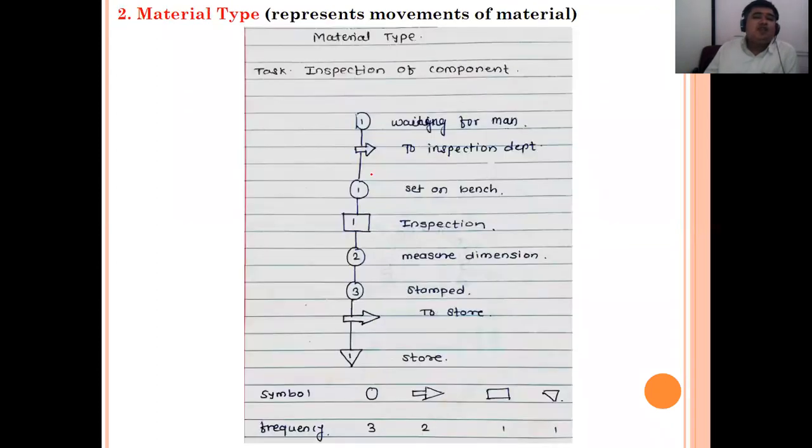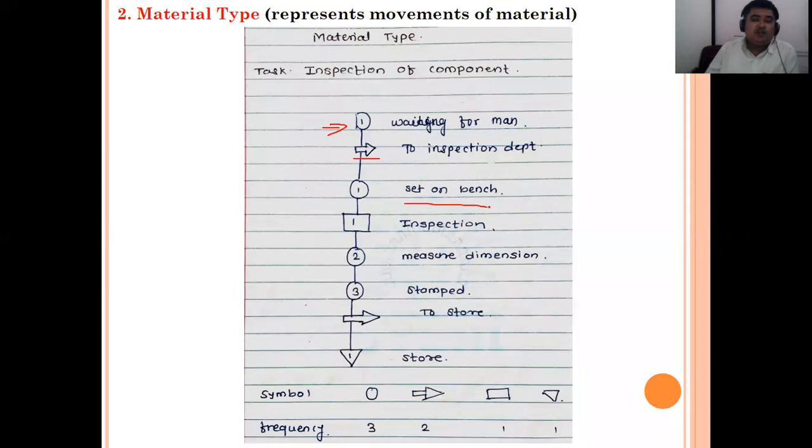Okay, so this is the material type. Waiting for man: the material is waiting for man. So delay. A worker should come here and take that material. So the material is waiting for man, so delay. Inspection department: he takes the material and goes to the inspection department. From receiving to going to the inspection department, traveling is required. So it is transportation.